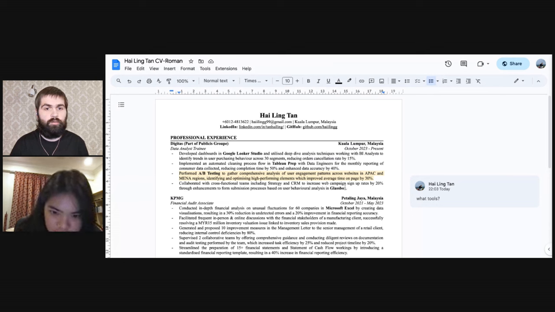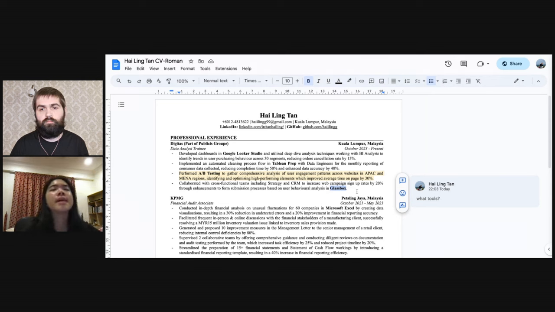I use Glassbox. This is a web analytics tool for user behavioral analysis. And I also use SQL, MySQL, Excel. Oh yeah, Google Looker Studio, Excel, PowerPoint. I think that's basically all the tools I use. Oh yeah, and Power BI.